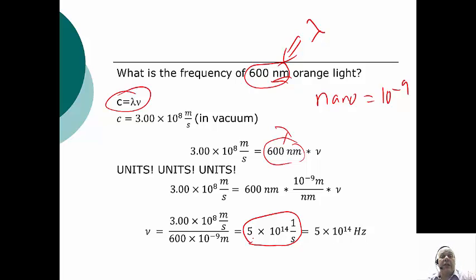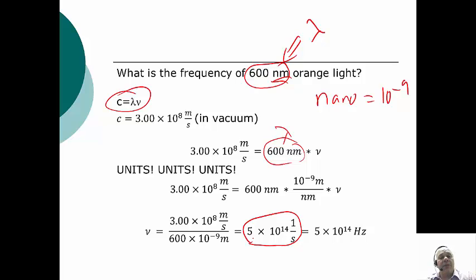You'll notice this is a relatively big number. For orange light, if you sit there and stare at the orange light bulb in your room, if you happen to have an orange light bulb in your room, the orange light that's going by, there's 5 times 10 to the 14th waves passing by every second. That's roughly 500 trillion. Light is very fast moving and oscillating very rapidly.